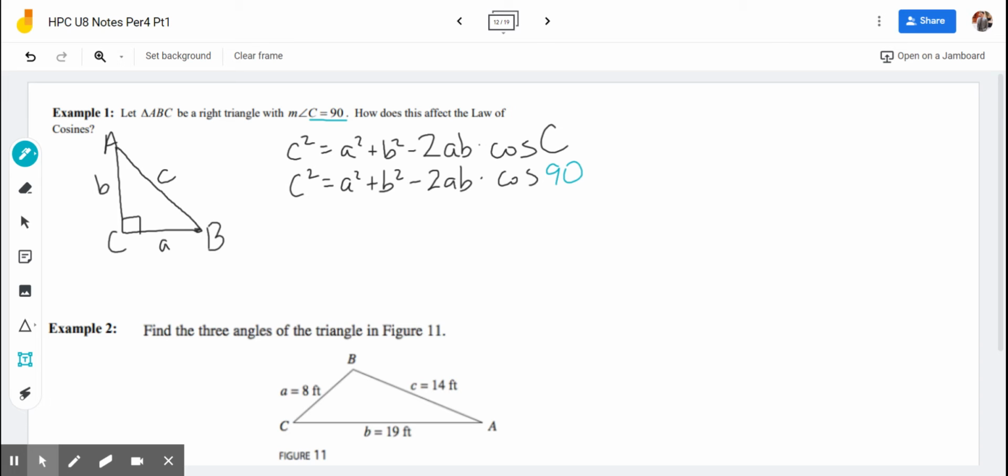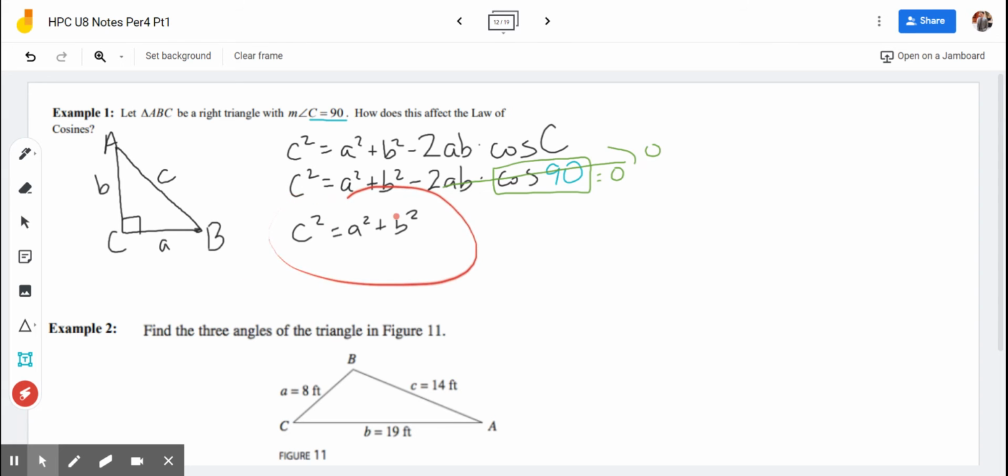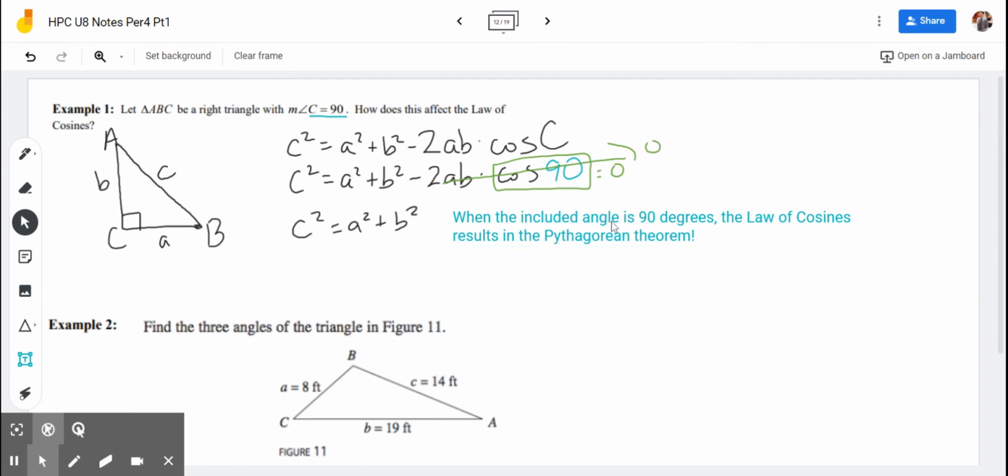Well, what's cosine of 90 in the unit circle? Hopefully you guys are like, oh yeah, that's 0. So all of this just goes away. That just goes to 0. And then you're just left with your final answer. If you look at this, c squared equals a squared plus b squared. Aha. You've got the Pythagorean theorem, right? So that's what we have here. When the included angle is 90 degrees, the law of cosines results in the Pythagorean theorem. All right, so that's pretty cool.